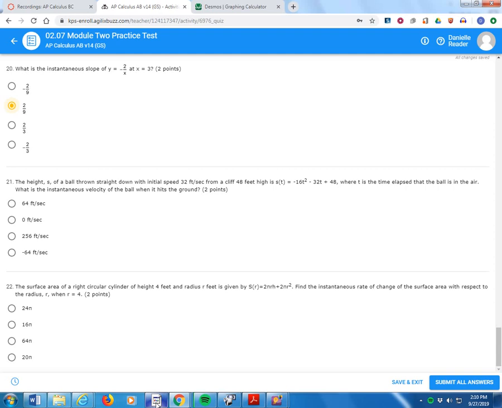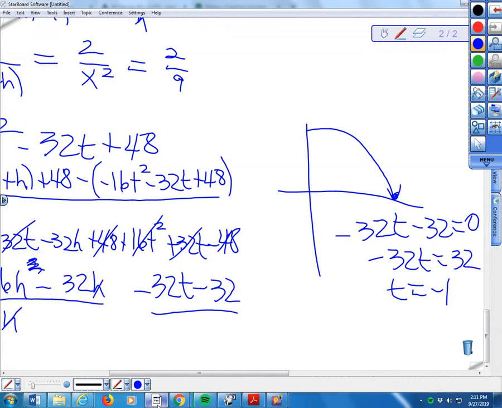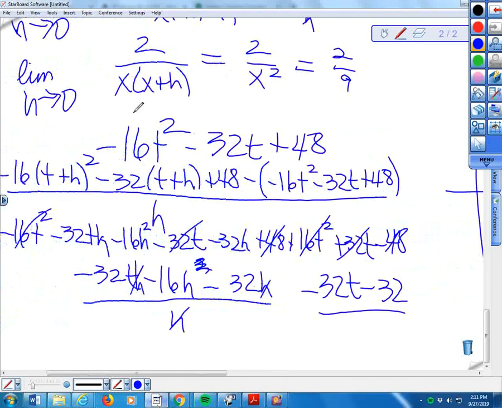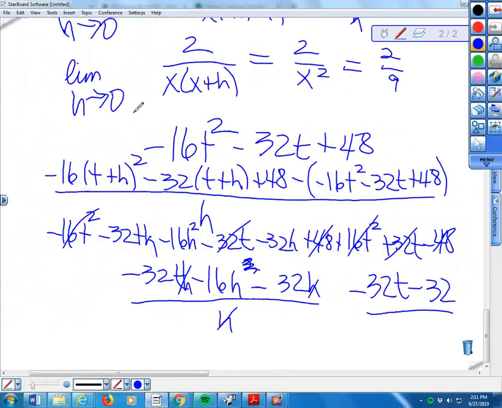S of a ball thrown straight down with initial speed of 32 feet per second from a cliff 48 feet high. That's its position. T is the time elapsed that the ball is in the air. How do I get -1 when I do this? The instantaneous velocity is definitely -32t minus 32.